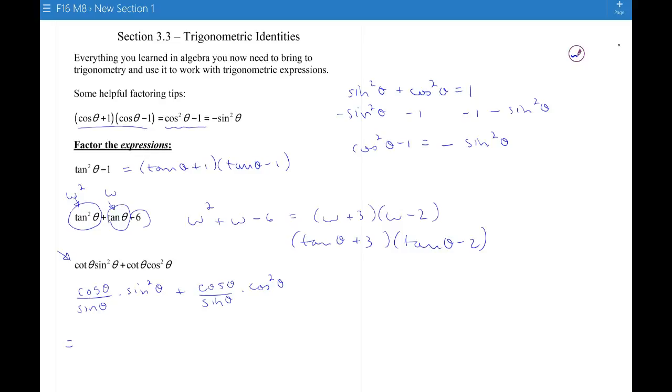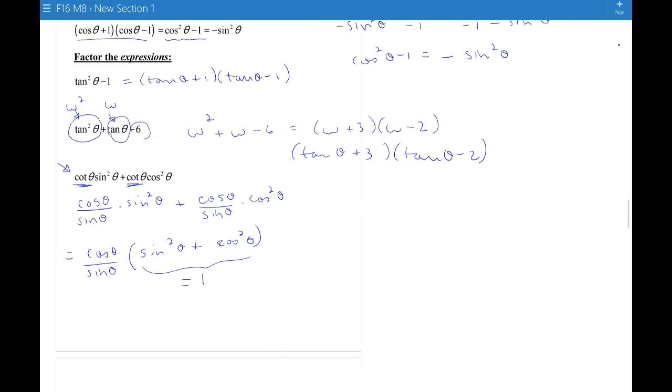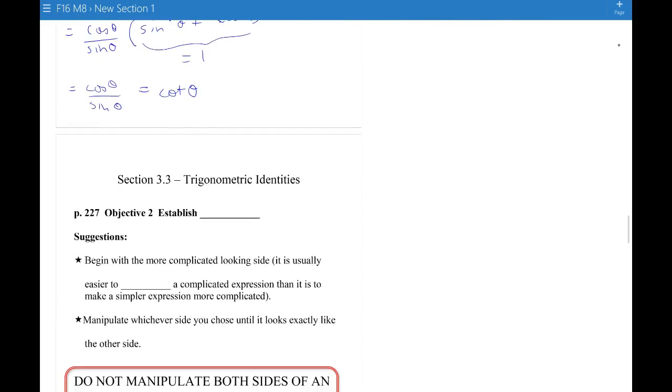Well, now I'm seeing that there's a common term between these two, so there's a GCF of cotangent theta, and then if I factor that out, what's left is sine squared theta plus cosine squared theta that you need to recognize as a 1. So this equals cosine theta over sine theta, which is cotangent theta. So I didn't really need to go to sines and cosines, but I was just showing you that that's a technique that can be useful.